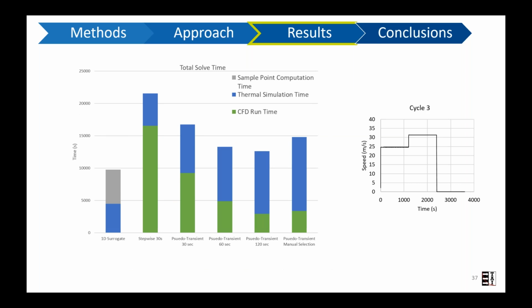Another way to look at these results are the total solve time with the different methods and how this is broken down between the thermal domain, the CFD domain, and then the sample point computation time. These are all looking at results from cycle 3, where we did the different number of coupling points for the pseudo-transient method. And it's interesting to note how with the pseudo-transient runs, the CFD runtime percentage decreases as the coupling interval increases.